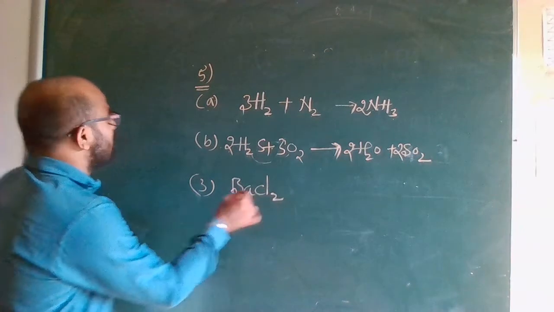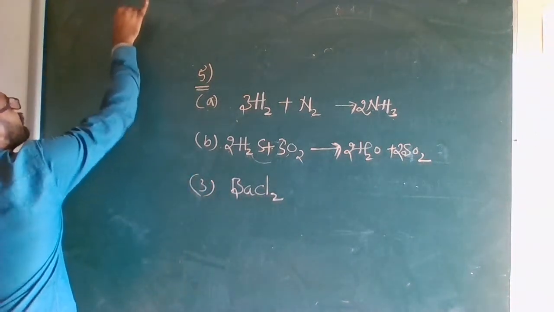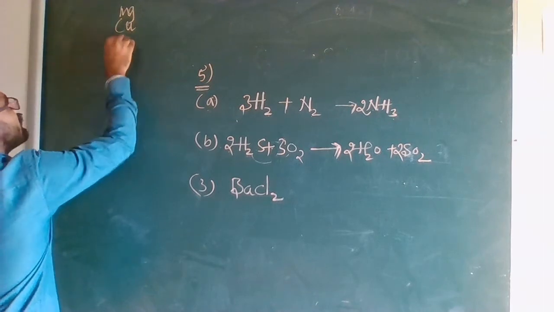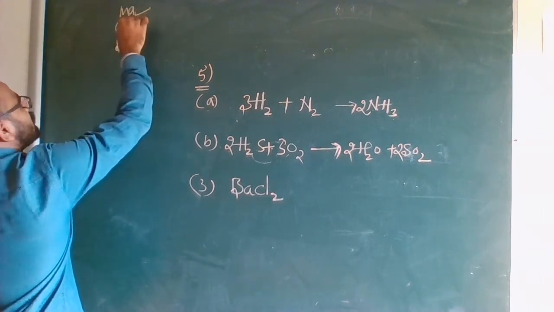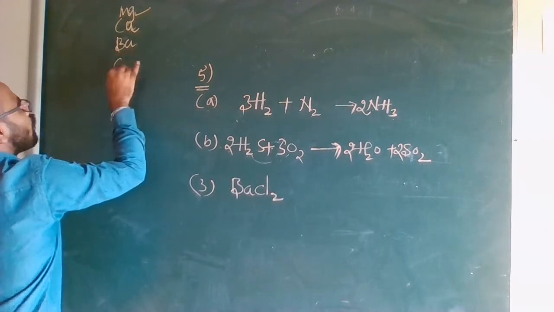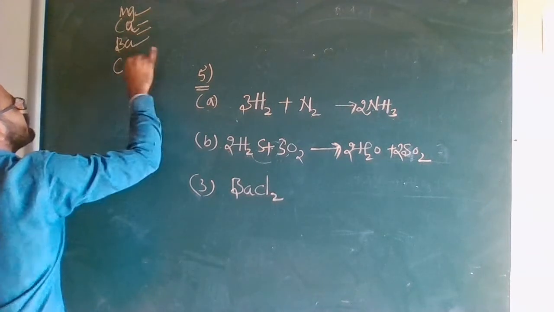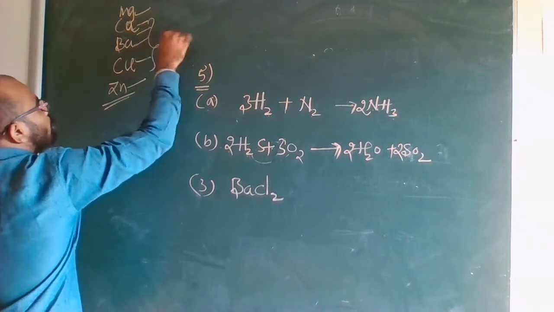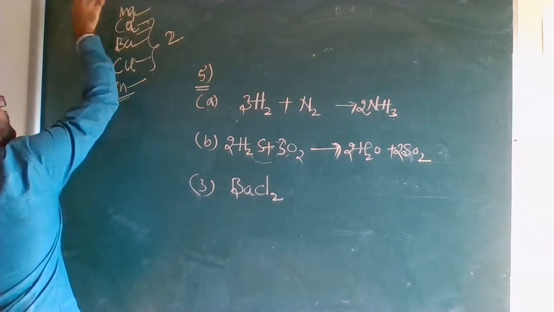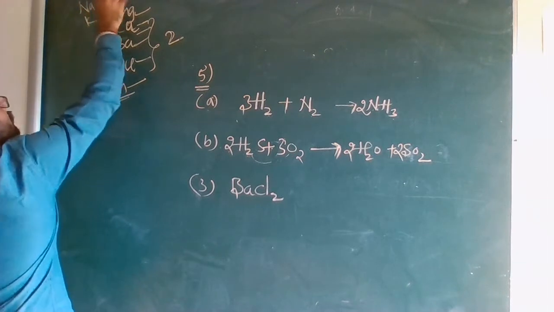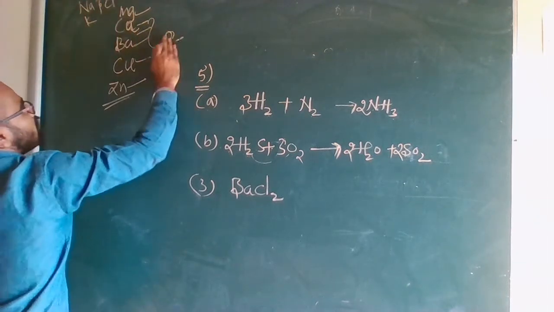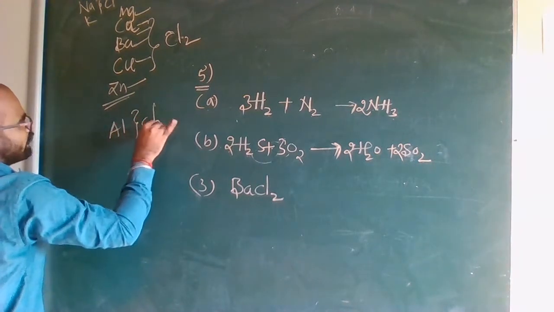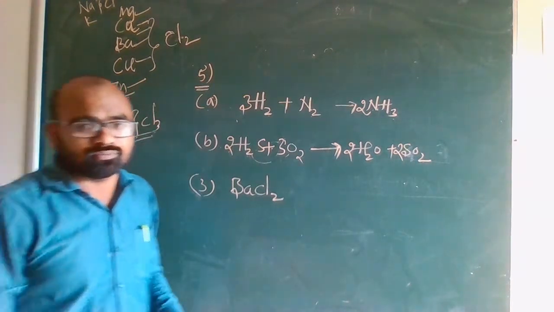See, when Cl2 comes, you should know. Mg, Cu, Mn, Mn we have not taken, barium, magnesium, calcium, barium, copper. Whenever they combine with chlorine, they always combine with 2 chlorine. Na and K, they combine with only 1 chlorine. Al, only Al combines with 3 chlorine. So you have to remember this.